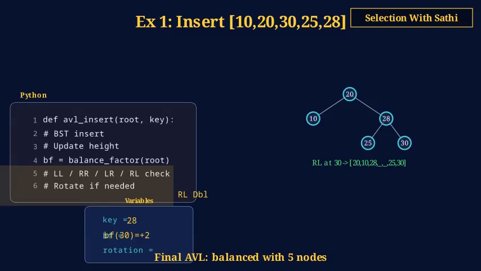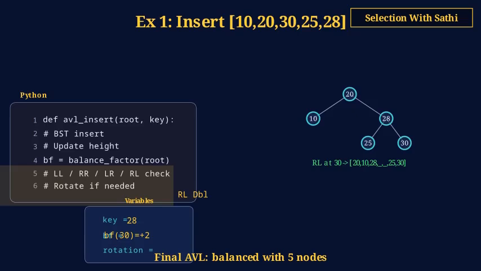Now BF of 30 is plus 2. Violation. Check the left child 20, its BF is plus 1. BF plus 2 at Z and plus 1 at Z dot left, this is the LL case. Right rotate 30, note 20 becomes root, 10 is left, 30 is right.